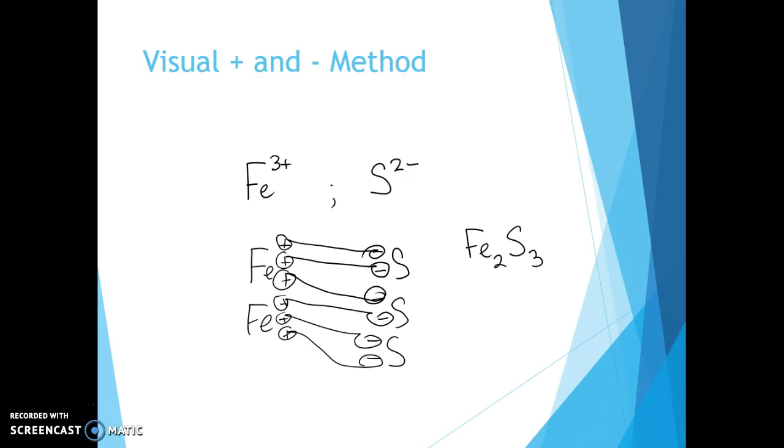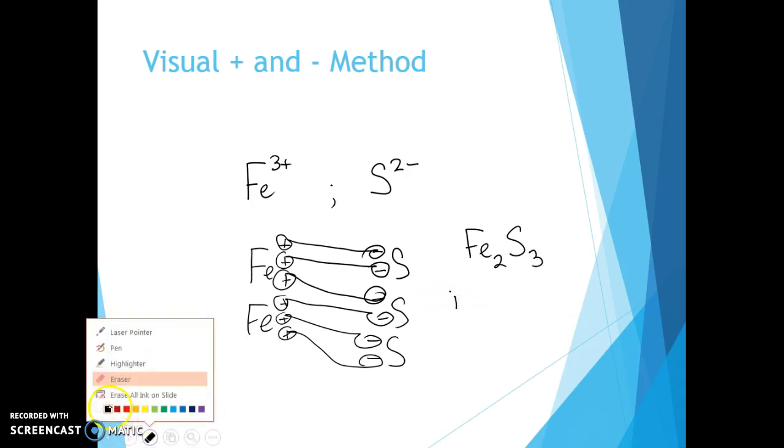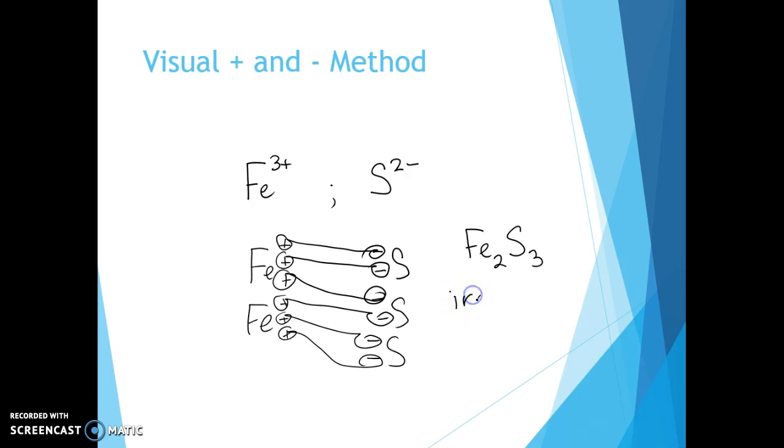Now, the name is a little different because it's iron from the D block and it's got a 3 plus charge. We have some ways that we can do this. We can either call this iron 3 sulfide, 3 meaning the charge on the iron, or we could also call it ferric sulfide.